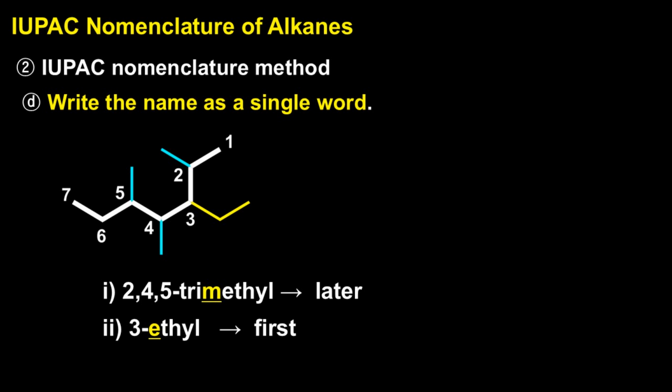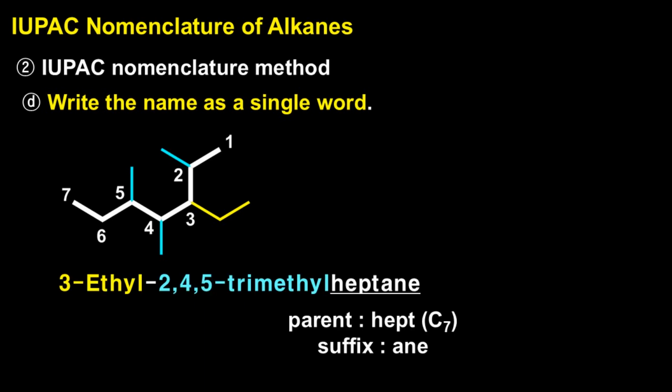All right, now that we've got everything in order, let's put the final name together. The correct name for this compound is 3-ethyl-2,4,5-trimethylheptane, all written as a single word, with hyphens between numbers and words, and commas between multiple numbers.